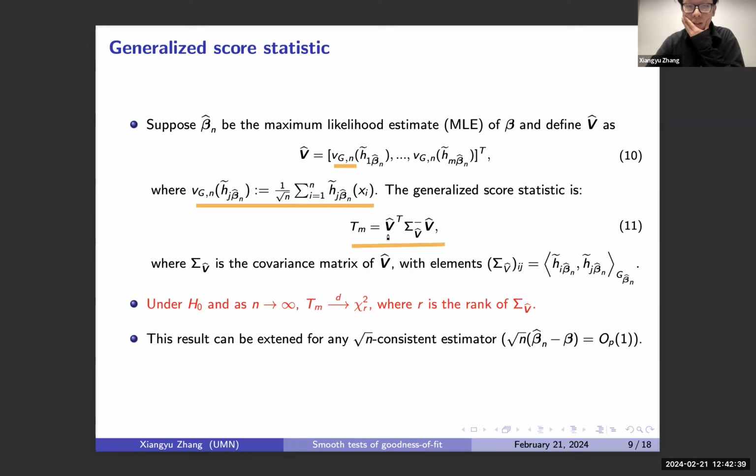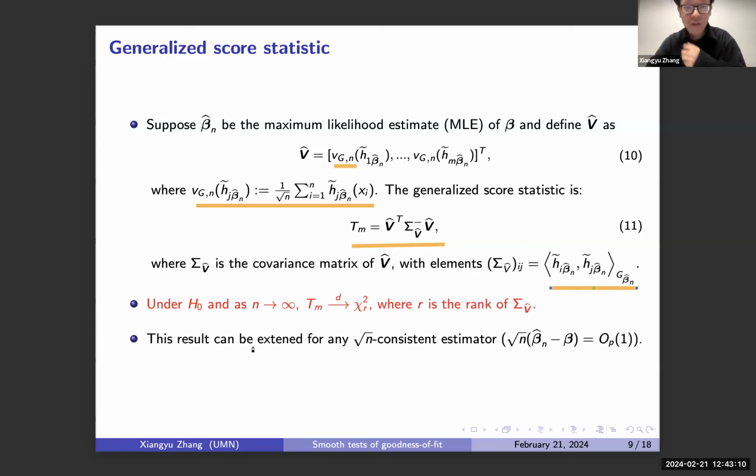And where this V is defined above, and this sigma V hat is the covariance matrix of V hat, and each of its elements is defined as this. Okay. And unfortunately, this sigma is not full rank, so we have to take a generalized inverse here. And we see that under the null hypothesis, as n goes to infinity, this Tm converges in distribution to a chi-square R distribution, where this R is the rank of sigma we have.